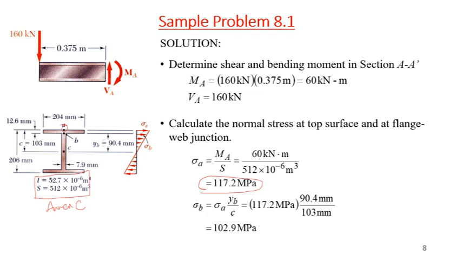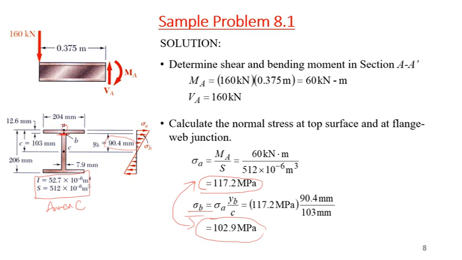And if you calculate sigma B at this location using yB equal to 90.4, that is 102 megapascal. Now if you compare, that is not much of a difference. Okay. Now if we calculate sigma B, that becomes 102.9 megapascal. Okay.